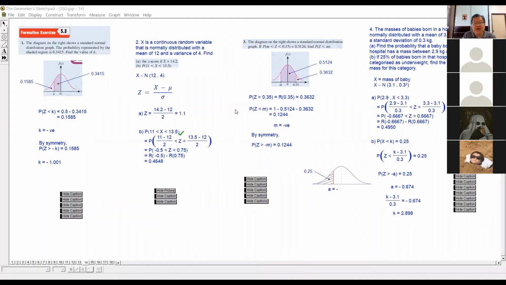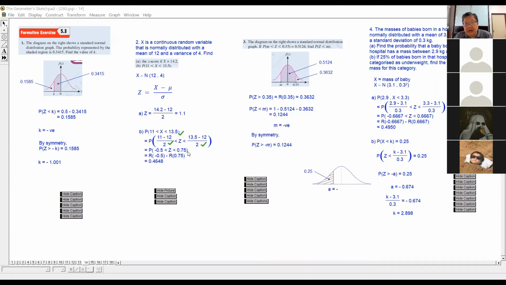11, I have to convert to the Z score using the formula: 11 minus 12 divided by 2. 13.5, I have to change to the Z score: 13.5 minus 12 divided by 2. So finally, I have probability of Z between negative 0.5 and positive 0.75. So this is a problem of, given the Z score, find probability.